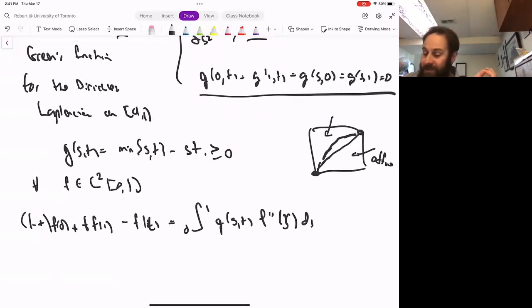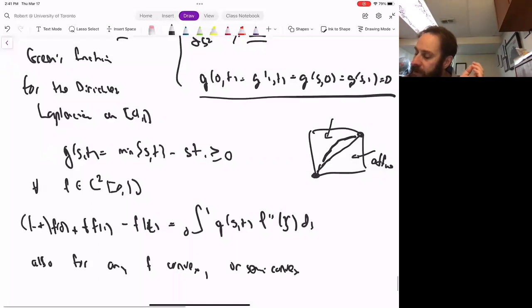And what's a slightly more sophisticated exercise is that this also holds true when f is not so smooth, or semi-convex. And then the only difference is that you have to interpret this in the correct way. I'm hedging now on whether it's the distributional second derivative or the Alexandrov second derivative.